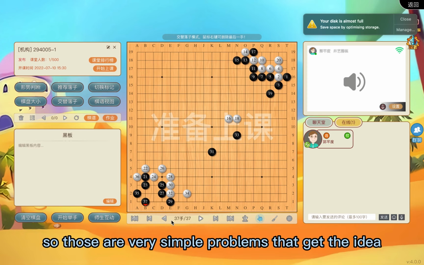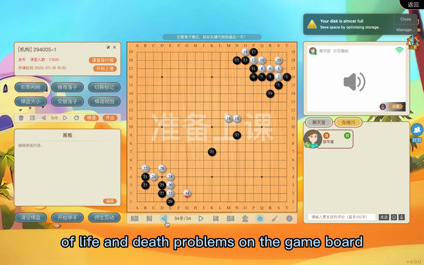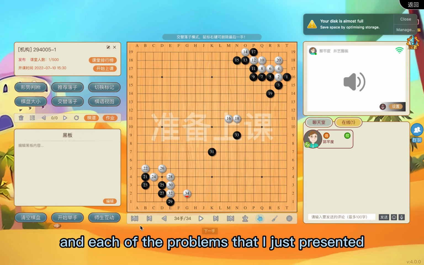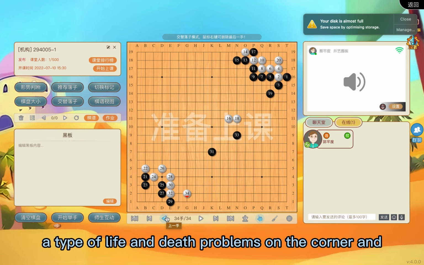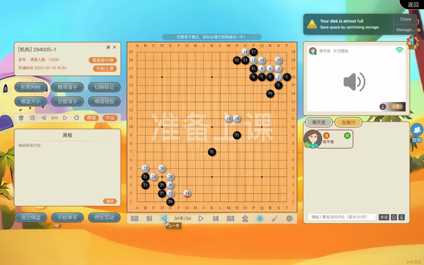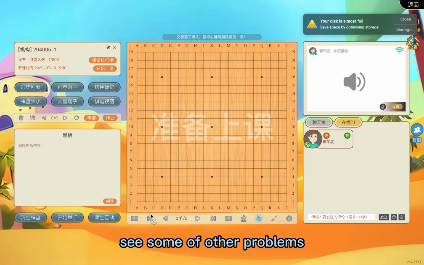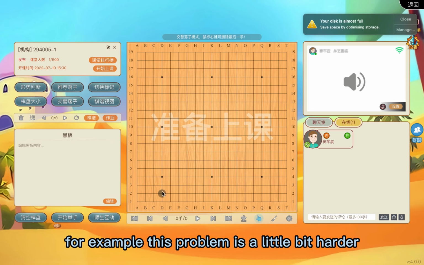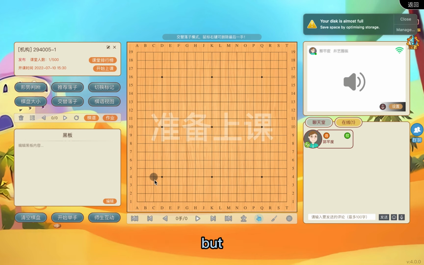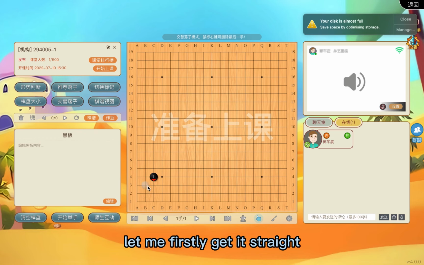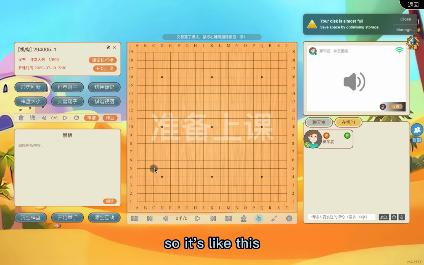So those are very simple problems that get the idea of life and death problems on the game board. And each of the problems that I just presented represents a type of life and death problems on the corner. And on the next board, let us see some of other problems. For example, this problem is a little bit harder, but let me firstly get it straight. So it's like this.